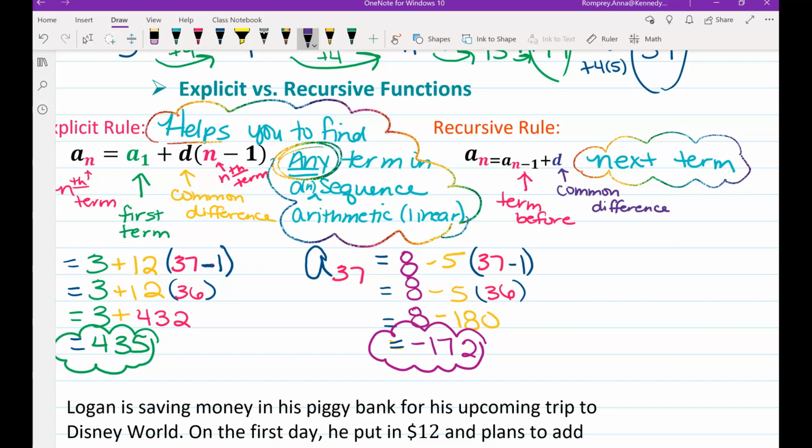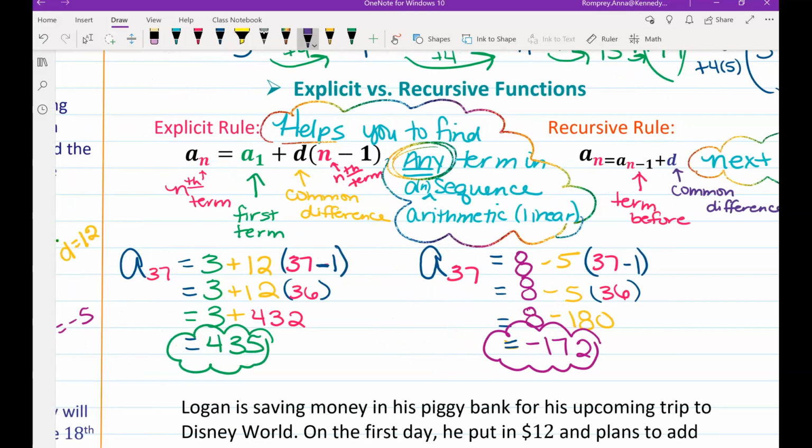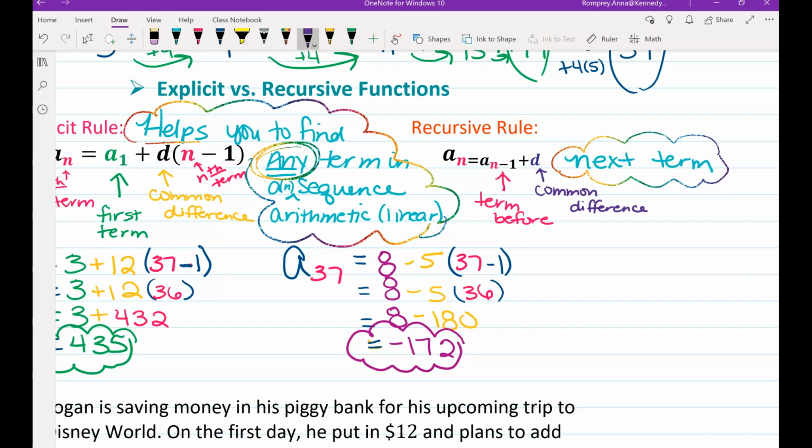So your recursive rule will look just like this, except for the first example where we added 12, it'll be a sub n minus 1 plus 12. And the recursive rule for the second example where we subtracted 5 is a sub n minus 1 minus 5. That's literally it. That's all I need you to do.